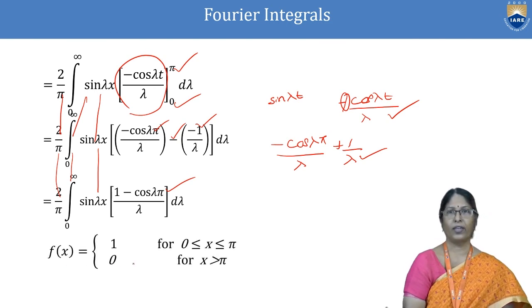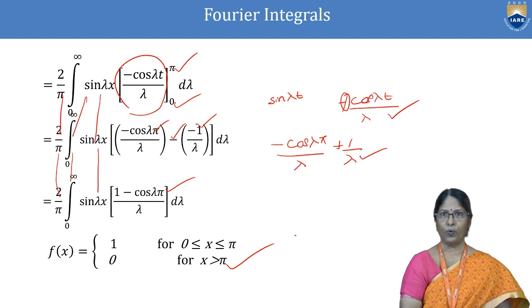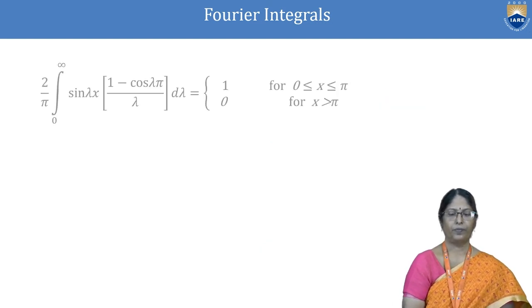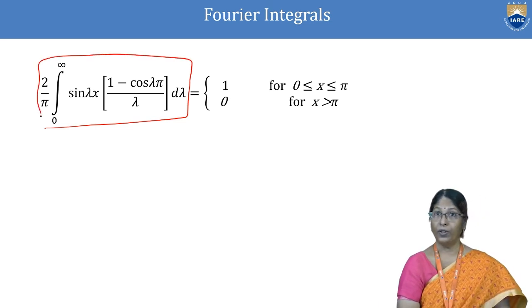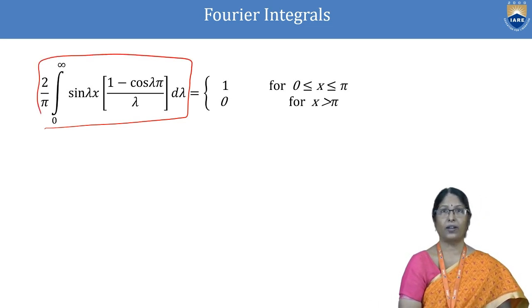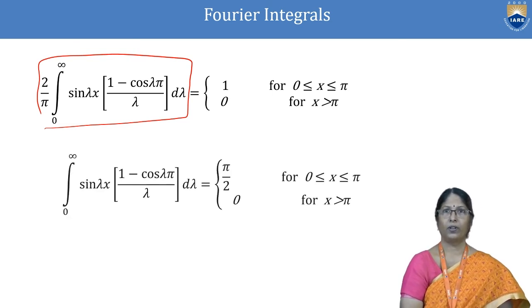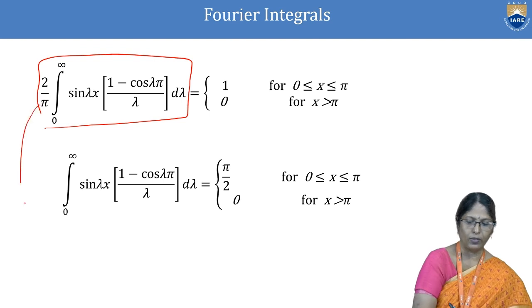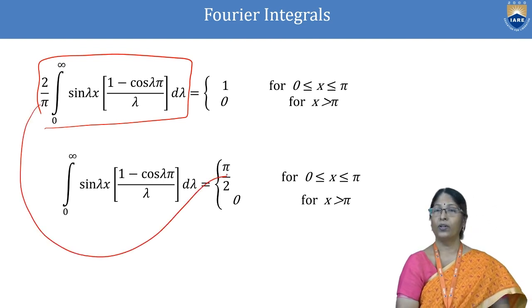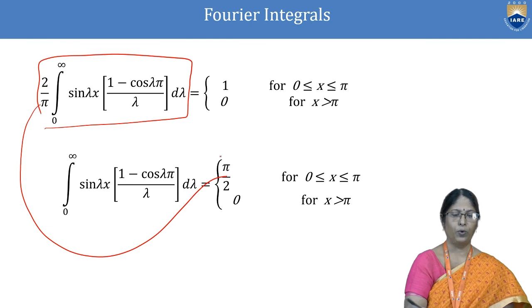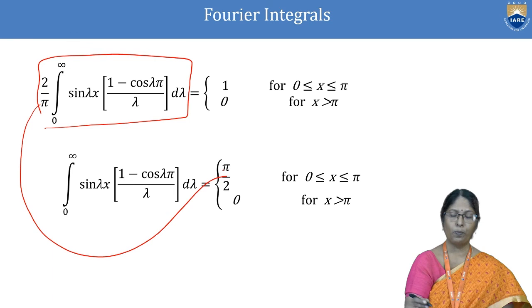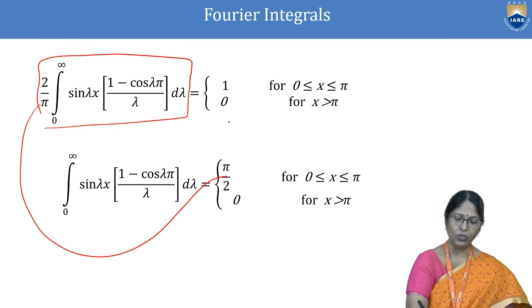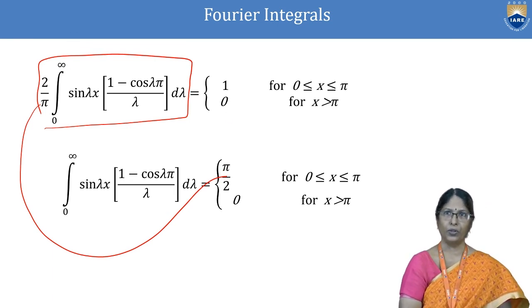So f of x equals this, which is only our question. So f of x, as a Fourier sine integral, substituting what we got, has been kept. This 2 by pi, we pushed to the right side, 1 into 2 by pi, the next side pi by 2, 1 into pi by 2, pi by 2, 0 into pi by 2, 0.